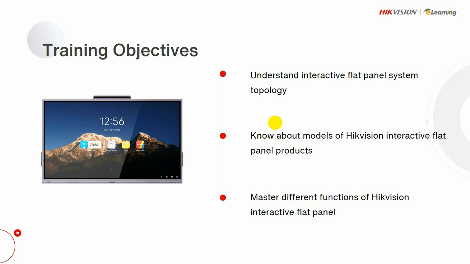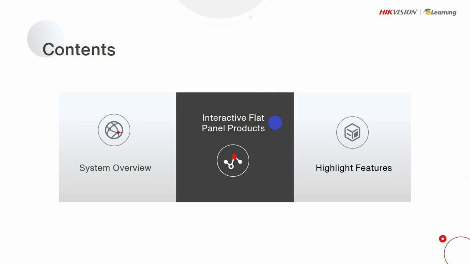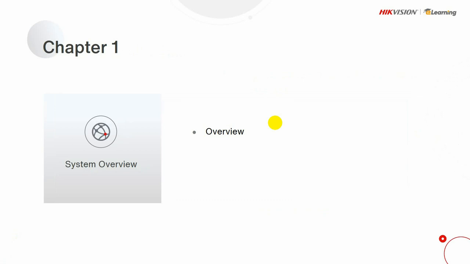Alright, let's move on. The content of today's course is divided into three parts: system overview, interactive flat panel products, and at last, highlight features. Let's take a look at the overview first. Start to know about today's interactive display.